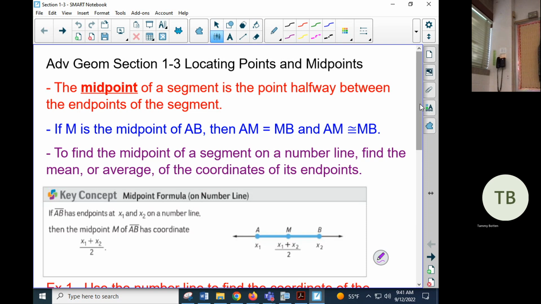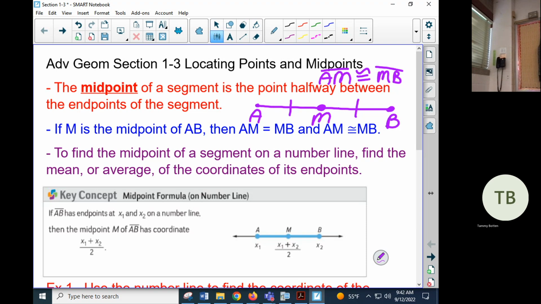All right, so today we are going to talk about the midpoint of a segment. And I think most of you know that the midpoint of a segment would be halfway in between the 2 points, the 2 endpoints. Okay, so if M is the midpoint of AB, that would mean this would be congruent to this. And we could say segment AM is congruent to segment MB.